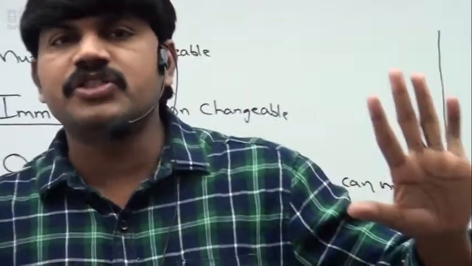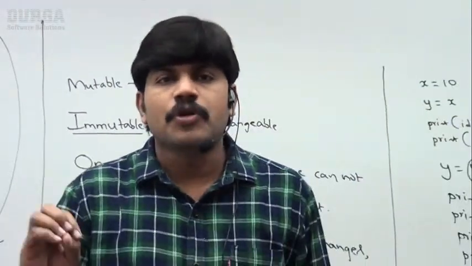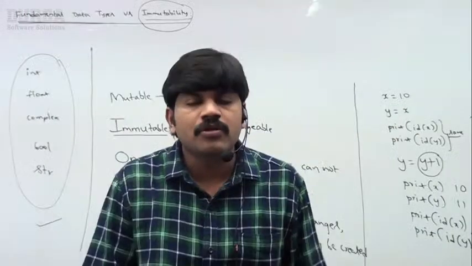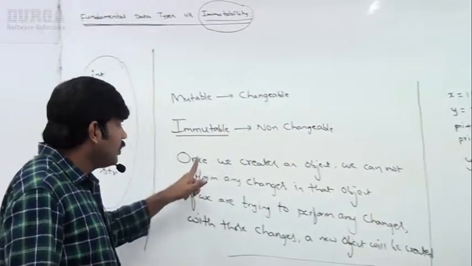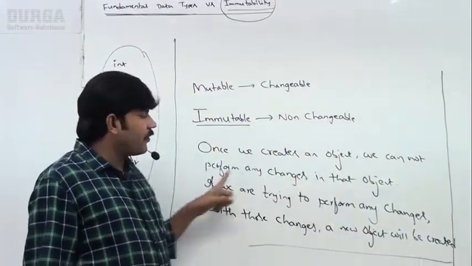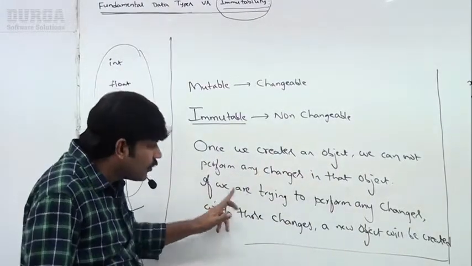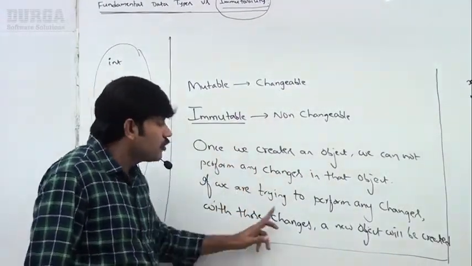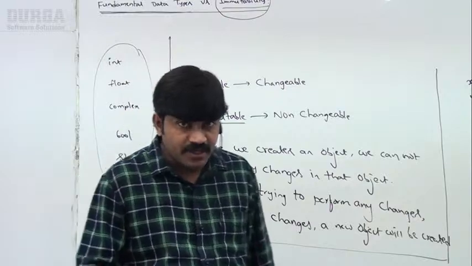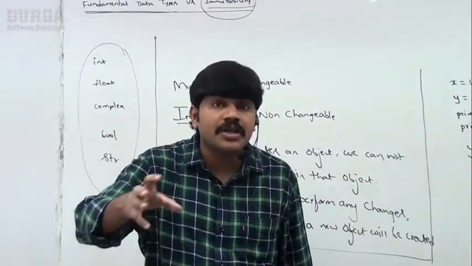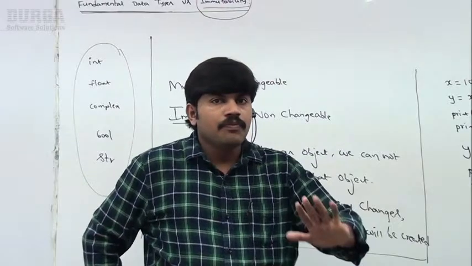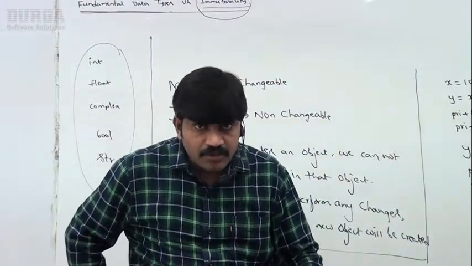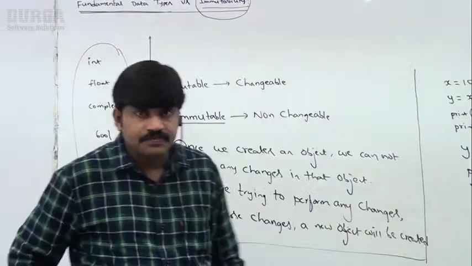From these two examples you get much clarity about the meaning of immutability. Once we create an object, we can't perform any changes in that object. If we try to perform any change, a new object will be created with those changes. This non-changeable behavior is nothing but immutability. Any doubt? Is it clear up to this?